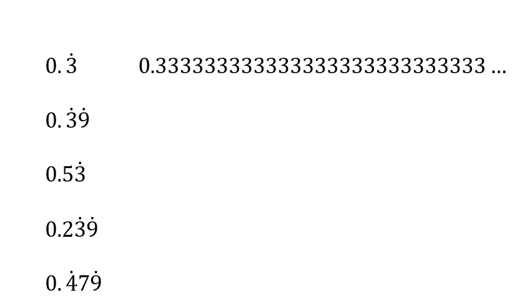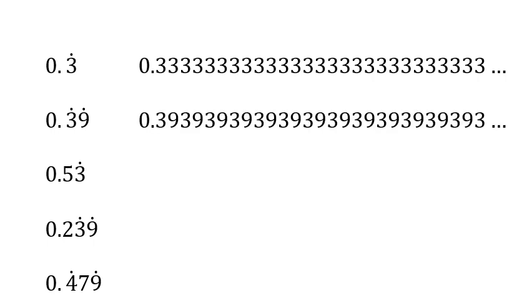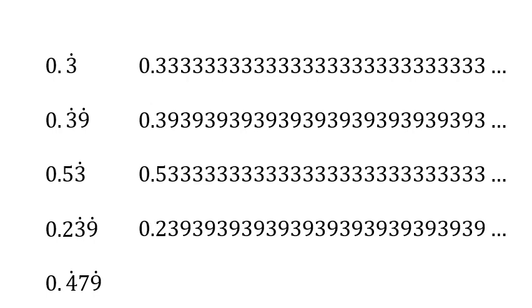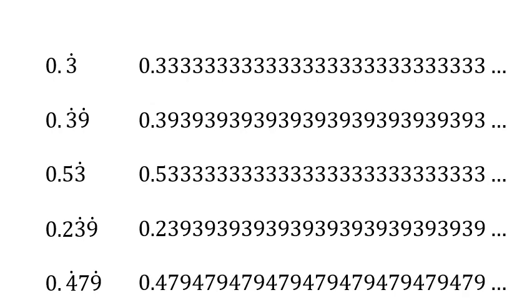The dot above the 3 in 0.3 means that the 3 is repeated forever. As there are dots above the 3 and the 9 in 0.39, the 3 and the 9 are repeated. In 0.53, only the 3 is repeated as the 5 doesn't have a dot. In 0.239, only the 3 and the 9 are repeated. And in 0.479, all the numbers from the first to the last dot are repeated, so 4, 7 and 9 are all repeated.